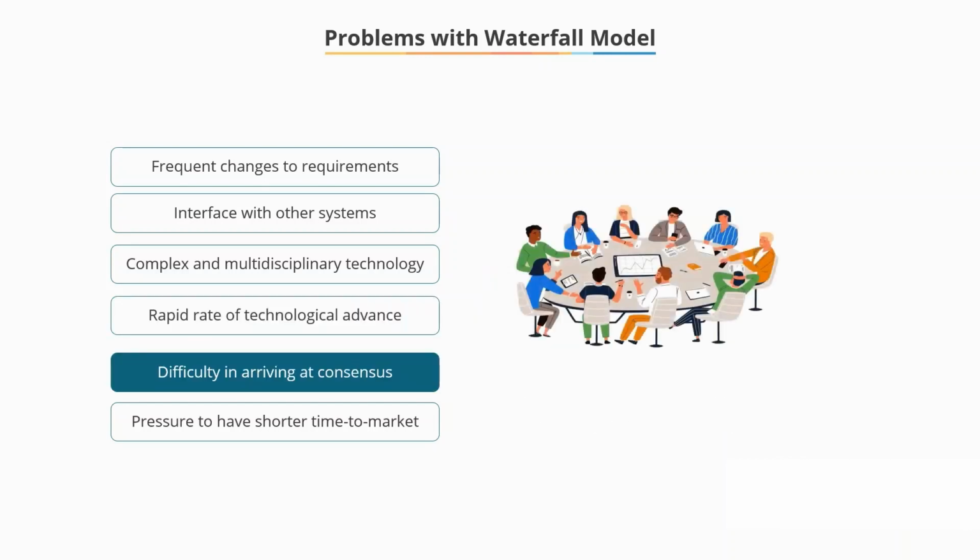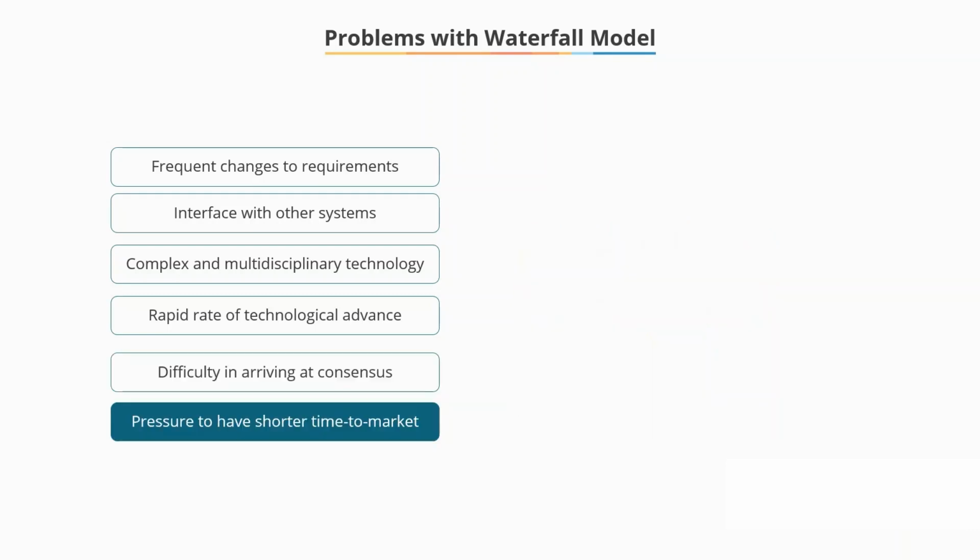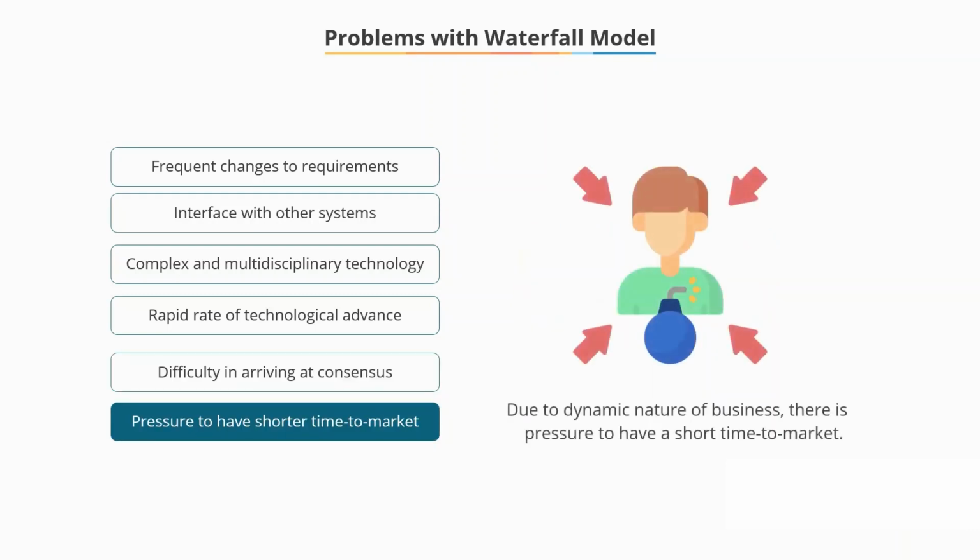People developing and using the product have different skills, intelligence levels, experience, viewpoints, and attitudes. This makes it challenging to arrive at consensus. There is tremendous pressure to have a short time to market due to the increasingly dynamic nature of the businesses. This puts a lot of pressure on teams.